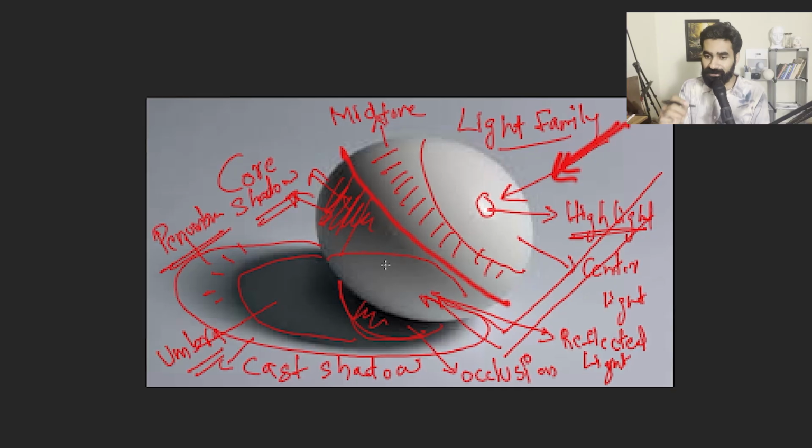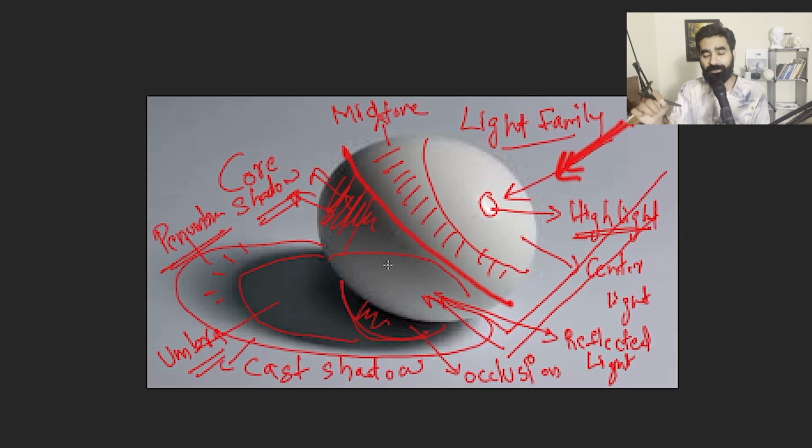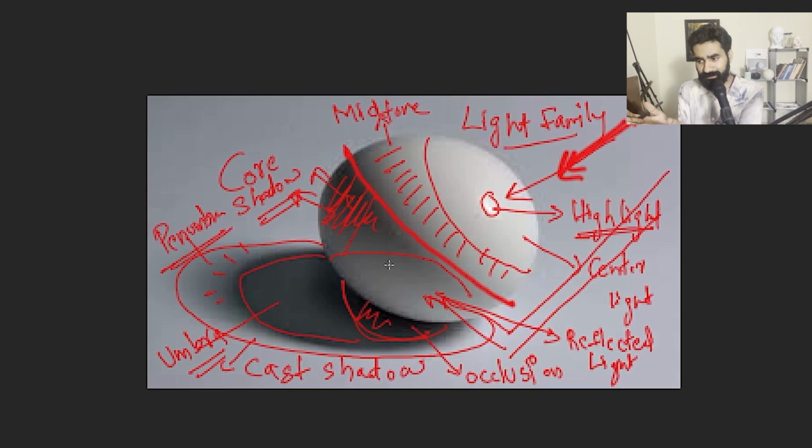Now coming to the cast shadow, make sure the occlusion should be completely dark because it is just below the object. They won't get any light. So for the occlusion you can even give the darkest value, almost black, no problem, because it is completely dark. Then the umbra should be a touch lighter than the occlusion. It should be a bit lighter, and the penumbra should be a bit more lighter.